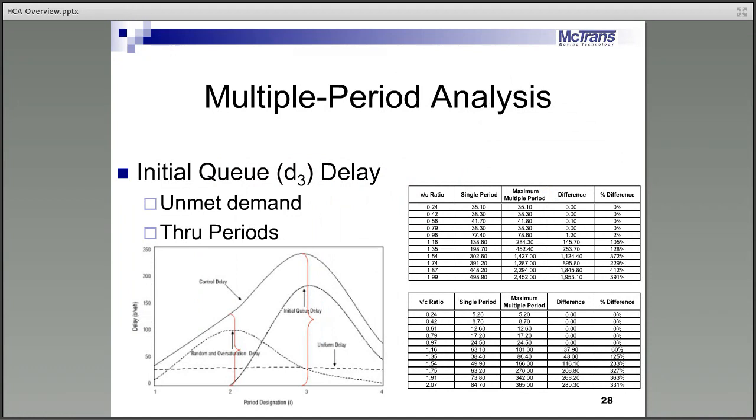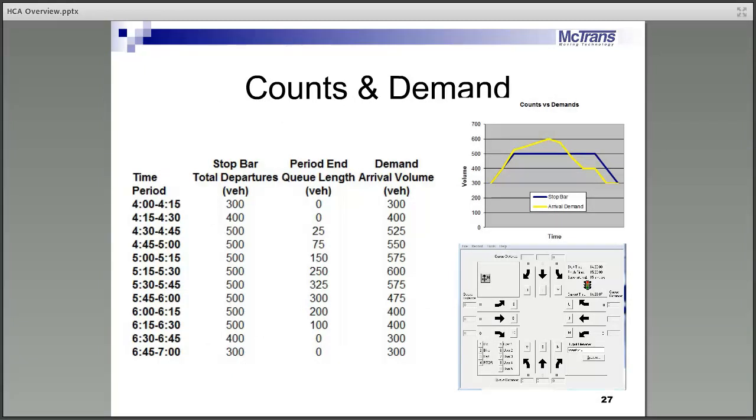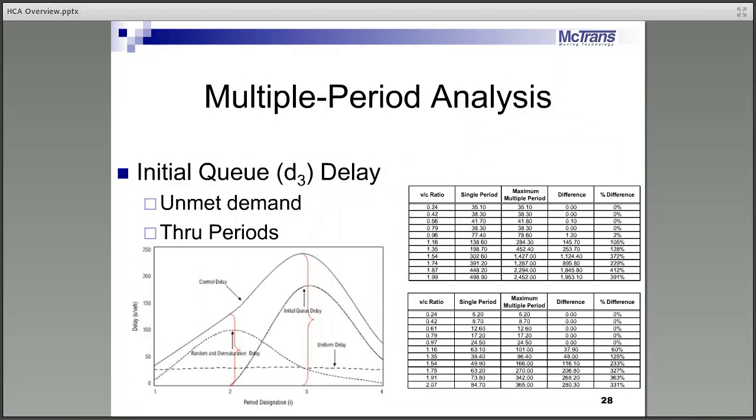If you do a single period analysis, then you're ignoring the fact that one period affects the next period, that these 25 cars affect the subsequent period. In fact, the way you look at it is, if I'm the very first car that arrives in period number 4, I'm already behind 25 cars because they were left over. That extra delay the 25 cars in front of me causes is called D3 delay, initial Q delay. And here's initial Q delay. If you ignore this, you're going to get this as your answer for delay, whereas if you had included it, you get this answer, and it's not a trivial difference.